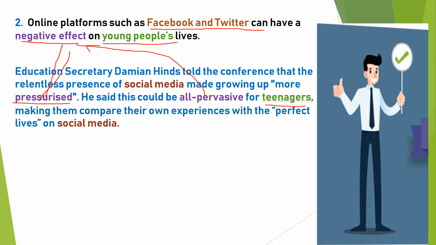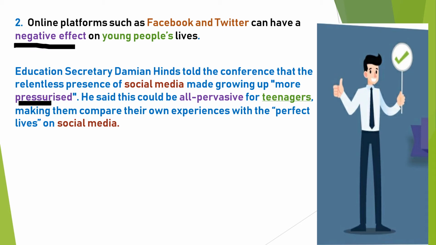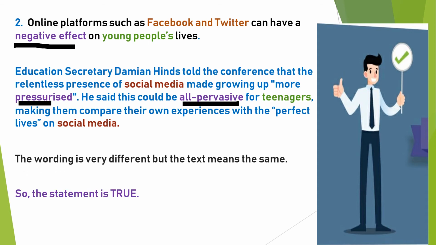So after seeing the keywords, matching them, and seeing the synonyms, we are able to detect that both are saying the same thing, that people are having a bad effect by using social media, especially the young ones. So now we can conclude that both the statement and the paragraph are saying the same thing: negative effect. So now we can conclude that it is true, though it is very different.